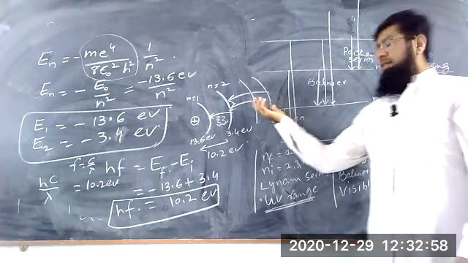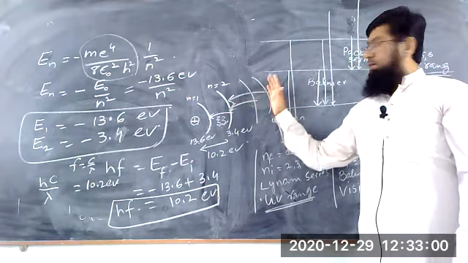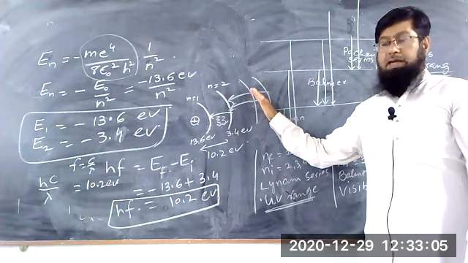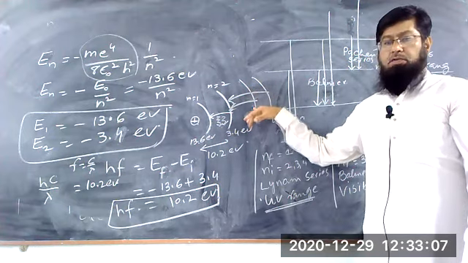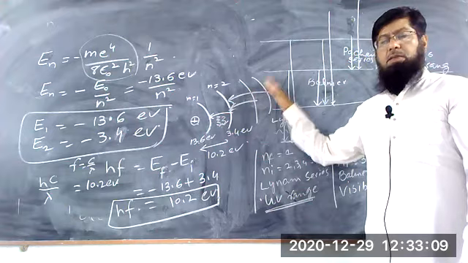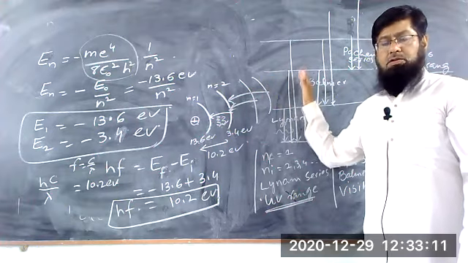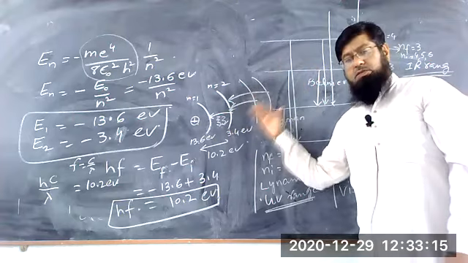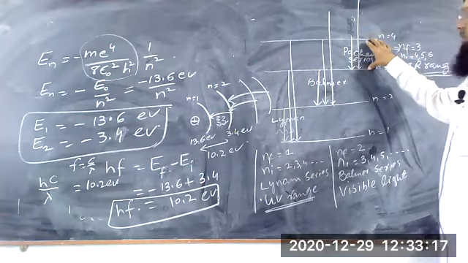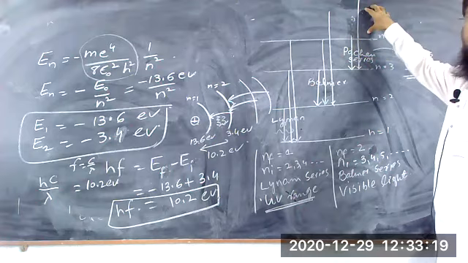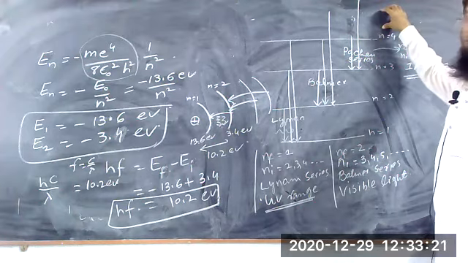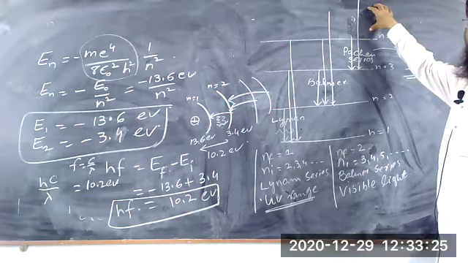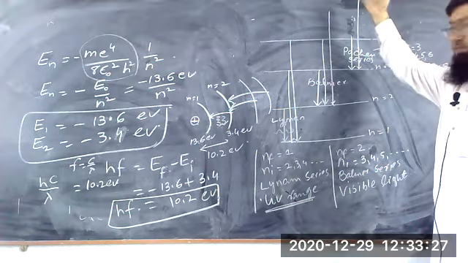And the third series is known as the Paschen series, in which the electron jumps into n equal to 3 from n equal to 4, from 5, from 6 and so on. So this gives the series which we call the Paschen series. Similarly, in the onward direction you may have the Brackett series, then the Pfund series and so on.